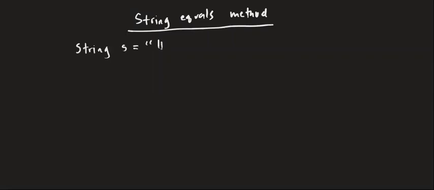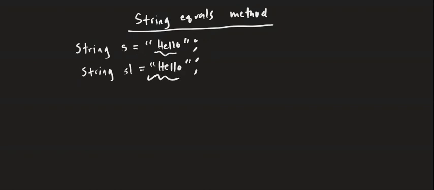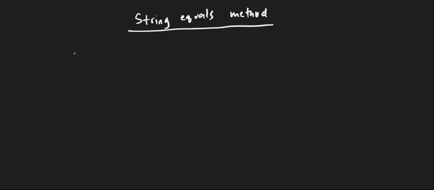Because if you try to do this, for example, if I try to do string s is equal to hello, and then I create another string s1 is equal to hello. Although these are equivalent strings, they're stored in separate locations in memory. And so we can't necessarily just try to check for equivalency because they're stored in different memory locations. So that's why we use the string equals method to essentially check for equivalent strings. That's the reason why the equals method exists in the first place.